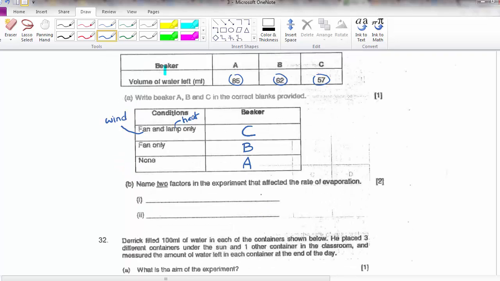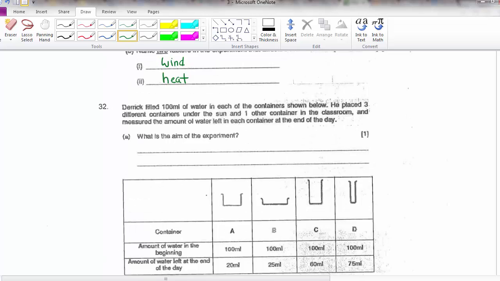So you're supposed to name 2 factors that affect the rate of evaporation for this experiment. Like I said, exposed surface area is not a factor here. So the two factors will be wind and heat. Alright, fairly straightforward. Now question 32.